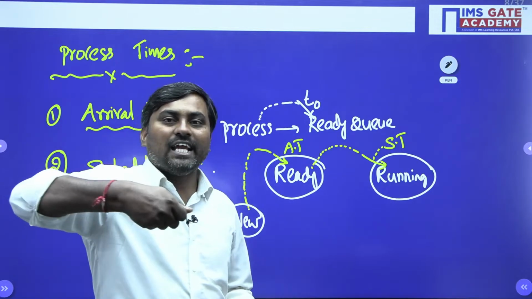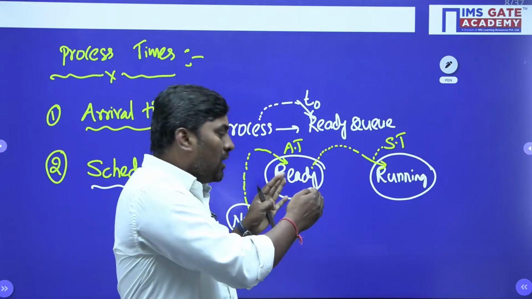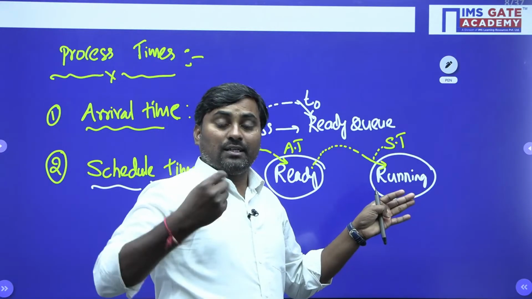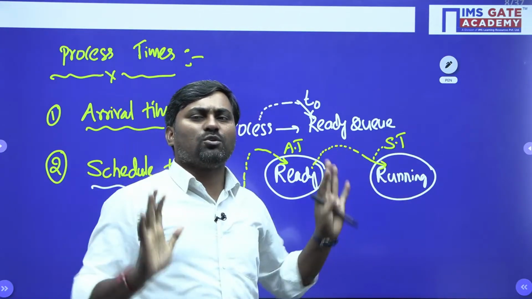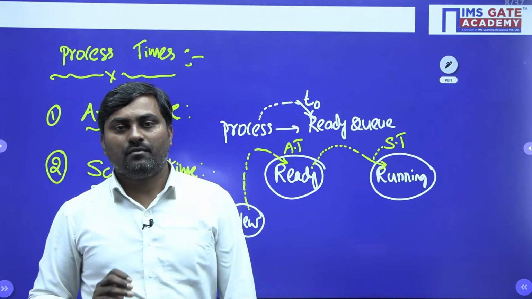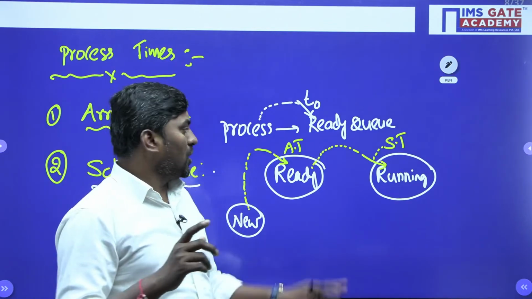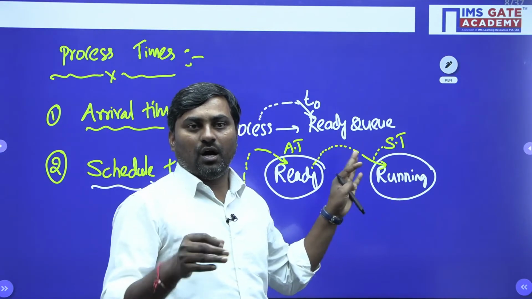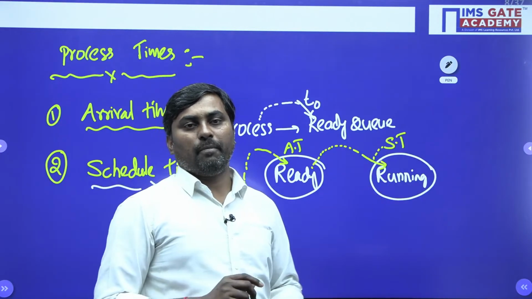So we take a process PCB from the ready queue, remove the PCB from the ready queue and attach it to the running state. The time at which the process exactly starts execution on the CPU, we call schedule time. I hope this is clear. Everyone please respond. The time at which the process starts executing instructions, or attaches to the CPU state, is the schedule time.